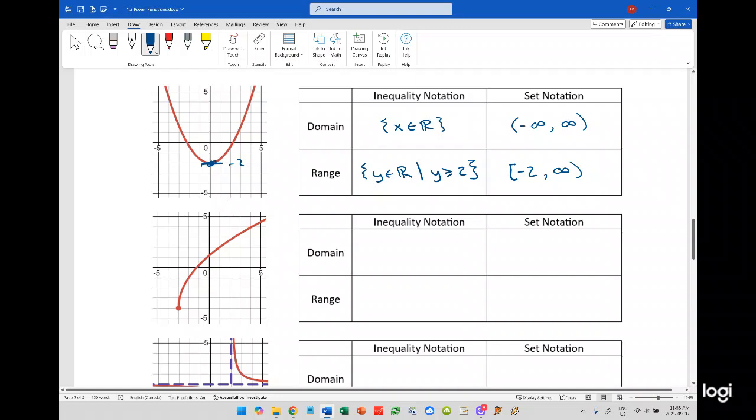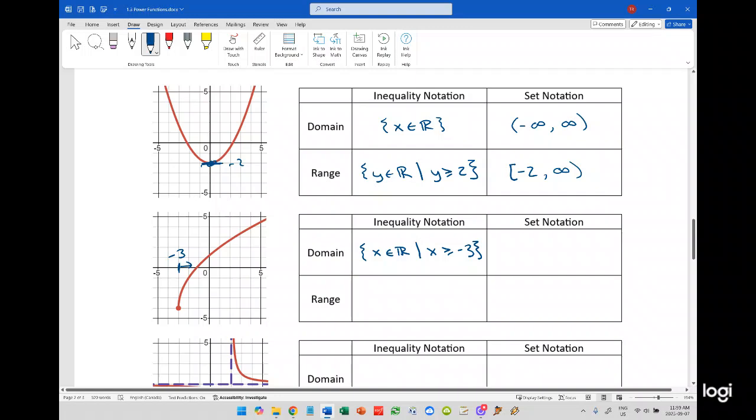This next one is actually a root function, a square root. We don't need to know that. We don't need to know its formula. We just need to look at the picture. And this time there are some restrictions on the inputs. The input has to be -3 or larger. So we say x is an element of real such that x is greater than or equal to -3.